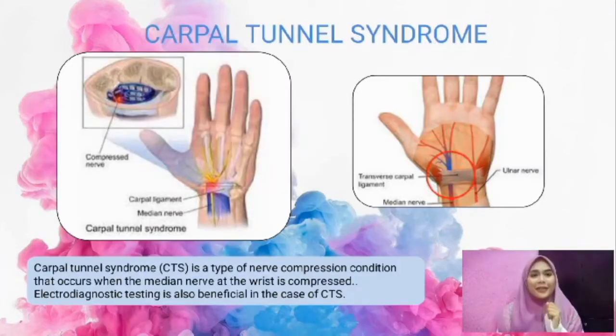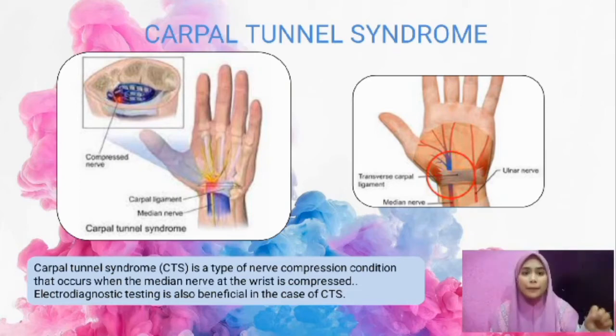Now, let's move on to the second disease, which is carpal tunnel syndrome, also known as CTS. Carpal tunnel syndrome is a type of nerve compression condition that occurs when the median nerve at the wrist is compressed. Electrodiagnostic testing is also beneficial in the case of CTS. However, both Tinel's and Phalen's tests should be conducted before a patient is subjected to nerve conduction examination. If both tests come back negative, the patient is unlikely to have CTS and additional testing isn't indicated.